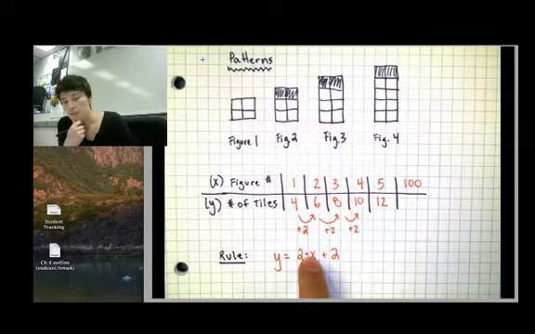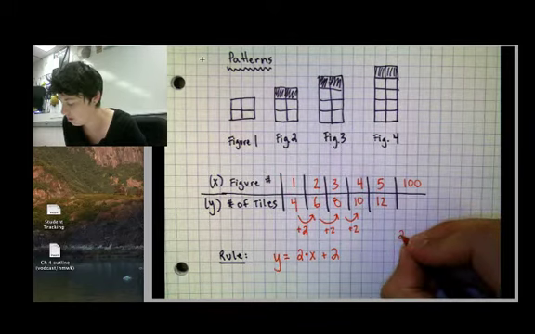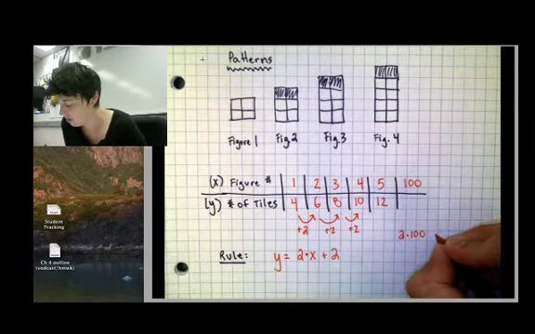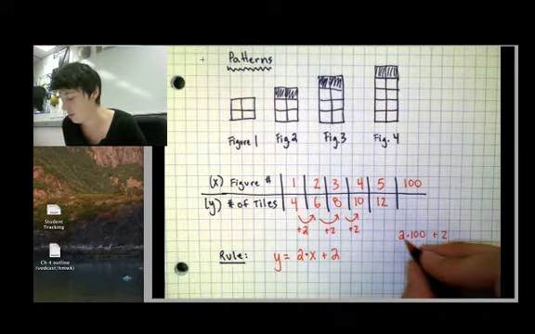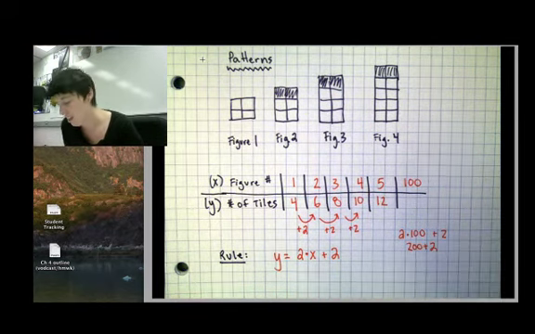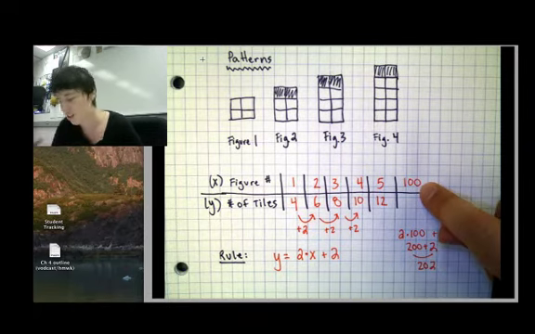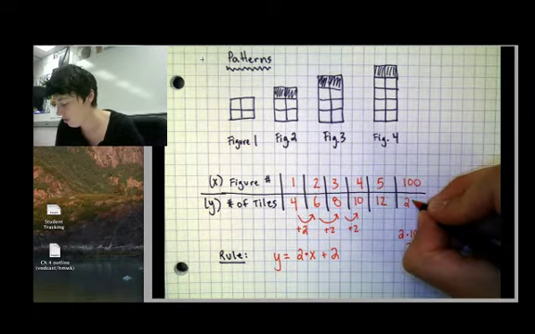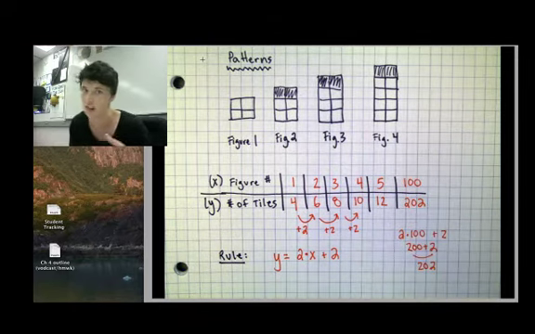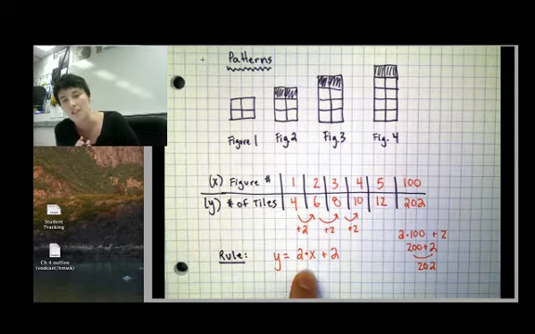And this will work for anything. It'll work for 100. 2 times 100, so I'll do it over here. 2 times 100 plus 2. Well, 2 times 100 is 200. And if I add 2 to that, that will be 202. So figure 100 has 202 tiles. And I didn't have to draw that giant 202 tile picture because I used my rule to figure it out.